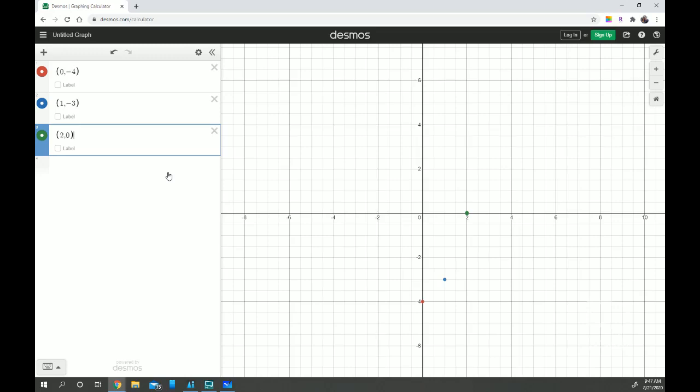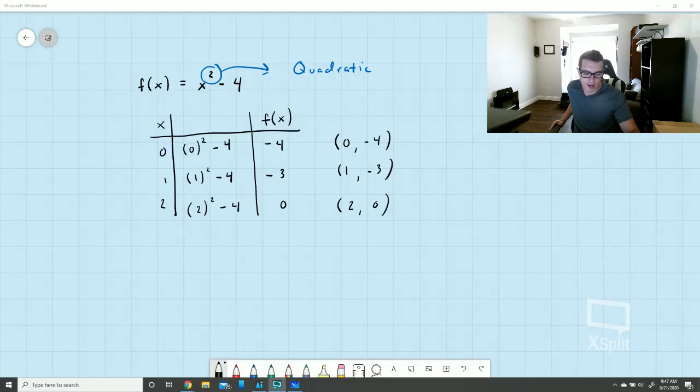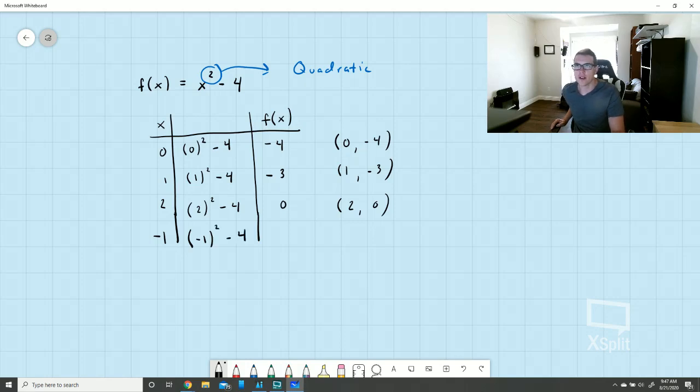So I'm hoping you remember that quadratics should be parabolas, like a U. And I don't see a U here. So what's going on? Well, I'm guessing the rest of the U is over here in the negative section. So that means you got to go back to the in-out table, do a little bit more work, and maybe plug in a negative value and see what that gets you as an output. So I plug in negative 1. I square it. I get 1. 1 minus 4, negative 3. So we have another coordinate.